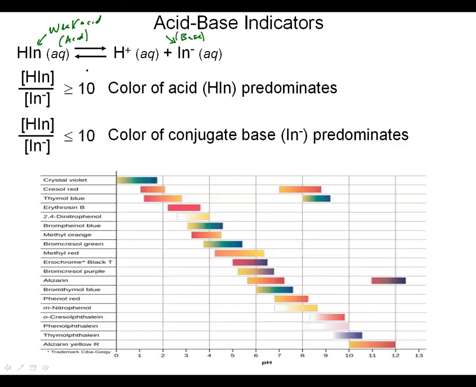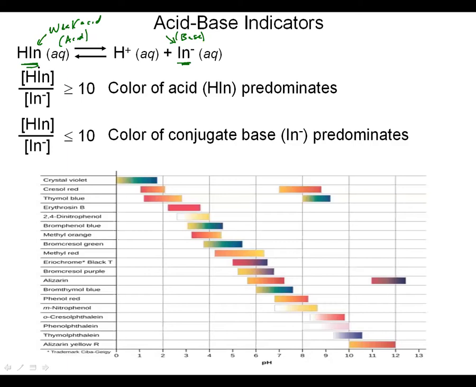And depending on the ratio of the acid version to the base version, you will get a different color. Technically, if that ratio of the acid part with the H on it is greater than or equal to 10, the color that we typically will see is the acidic color. While if that ratio is less than 10, we typically will see the base color. So here are some different ones.